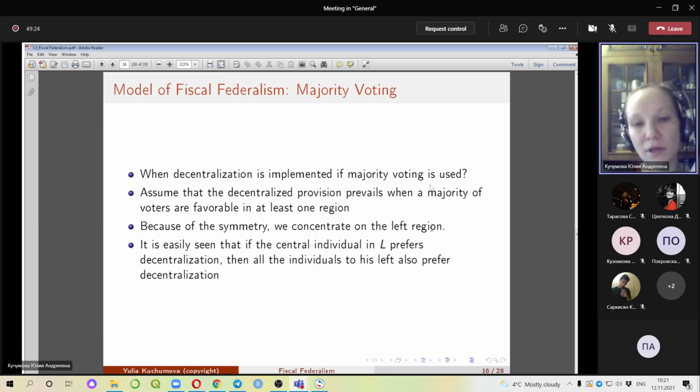Those who lived further away, right? Those who live closer to the border of the region. And because utility functions depend linearly on the distance, if the central individual in, say, the left region prefers decentralization, then all the individuals to his left also prefer decentralization. The logic I explained to you, and the mathematical derivation of this easy-to-see fact, will be discussed at the seminar.